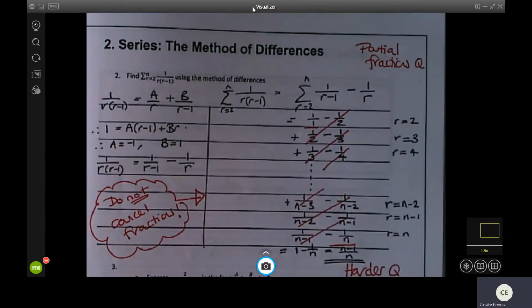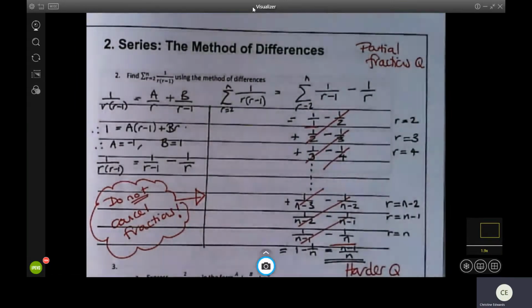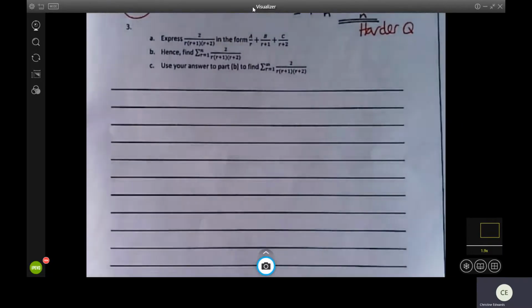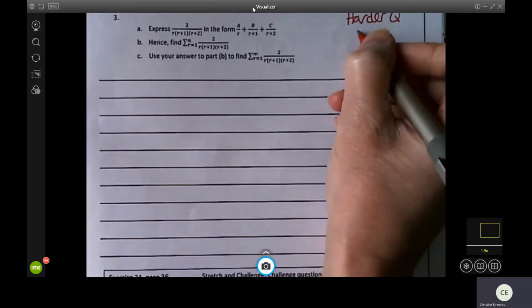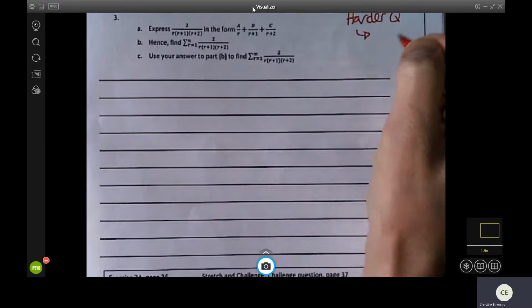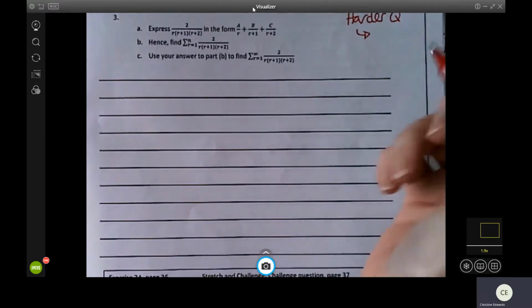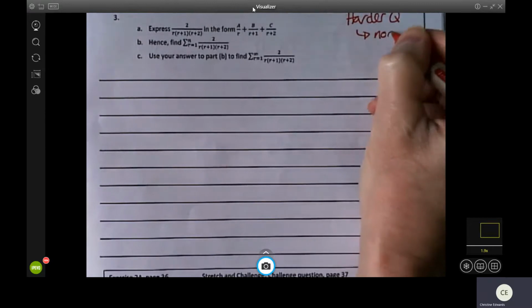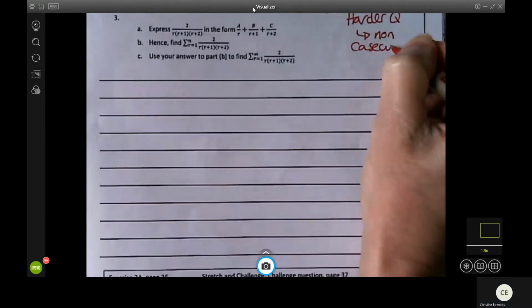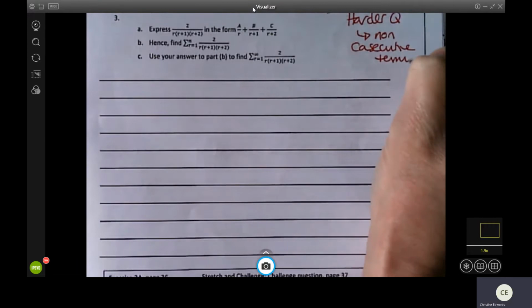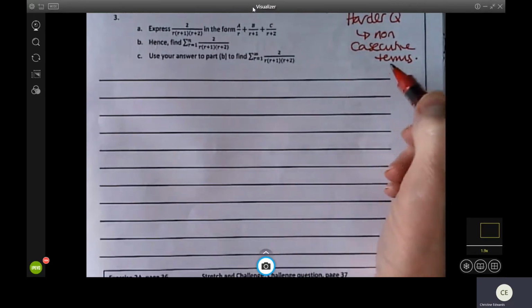Right, let's have a look at question 3 at the bottom of the page. It is a harder one. Again, it's partial fractions. Why is it harder? In this case, we have got terms that are non-consecutive, which makes the spotting of the pattern for the cancellations harder.